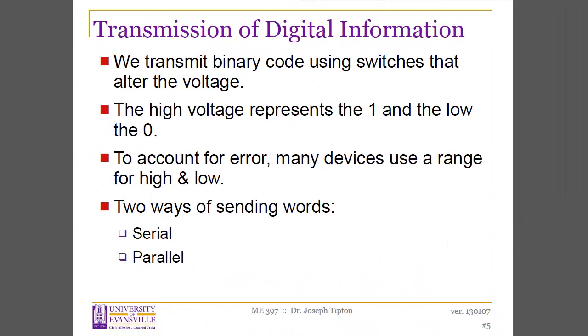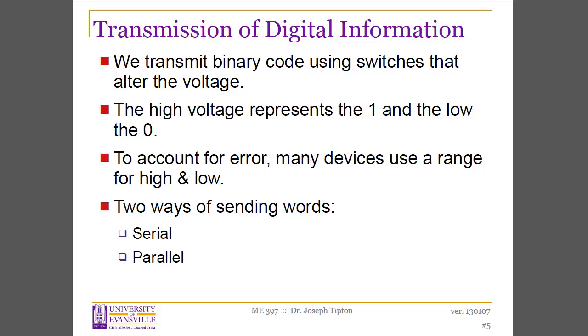Okay, so now we know a little bit about how digital information is stored on an electronic device like a computer or a multimeter with memory. Now we need to talk about how that digital information coming out of the data acquisition is transferred to that device in the first place. So we transmit binary code using switches that alter the voltage. So we have usually a voltage coming across the line or a wire. And we let a high voltage represent bit 1, or 1 on a bit, and then we let a low voltage be measured or interpreted as a 0 for the bit.